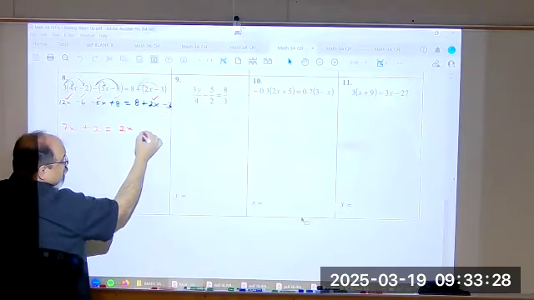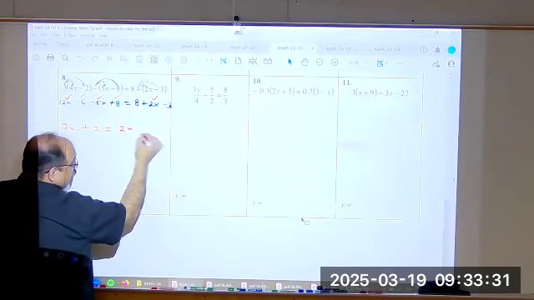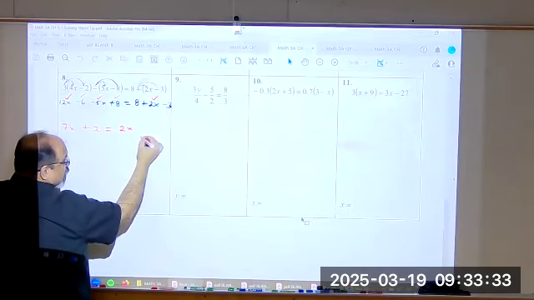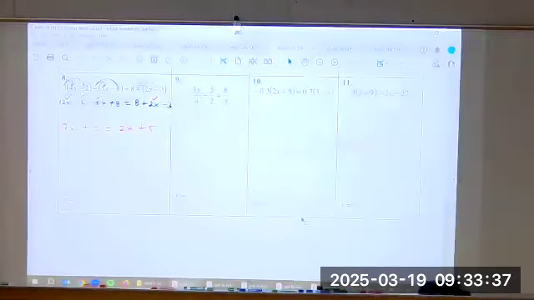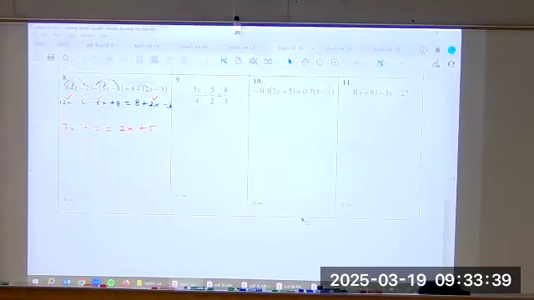Simplify both sides first. Now we're going to get all the variables on one side. Focus on the variables first.